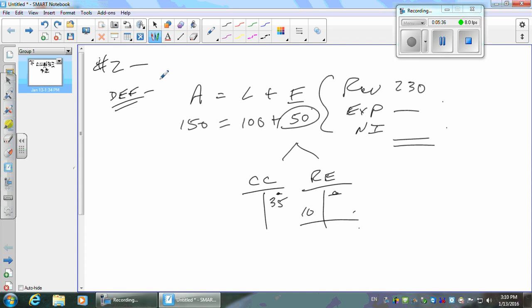Equity is a total of what? 35 plus some number, because we got 35 contributed capital, right? Plus some retained earnings is 50. What's the retained earnings? It's 15. It's got to be. I know ending retained earnings, don't I? Everybody see it? Stay with me?